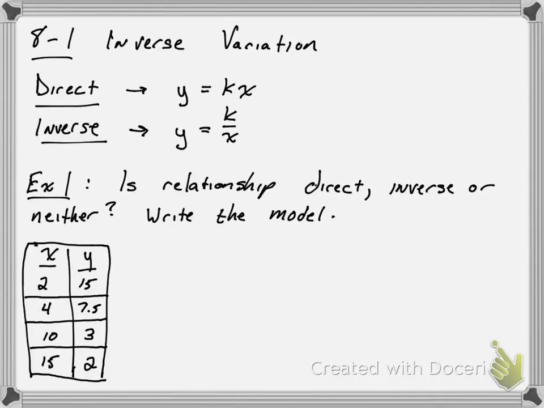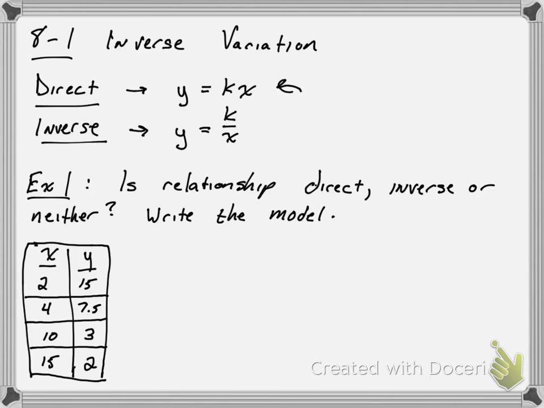This is about inverse variation. We've talked about direct variation before, direct variation being y equals k times x. It kind of looks like slope-intercept form. We've done it before. Inverse, remember, is just y equals k over x. It's as simple as this: inverse means to divide, direct means to multiply.